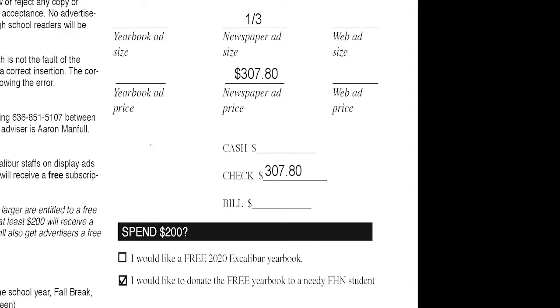Now, if somebody wanted a yearbook ad and a newspaper ad, you would need to fill out both of those areas with the appropriate sizes. And then you need to add it up below. Are they going to pay you under CUC underneath here, cash or check, or do they want to be billed? So they're paying by a check, so I put the money there, $307.80 right in the check, and then they're going to give me the check to collect that as well.